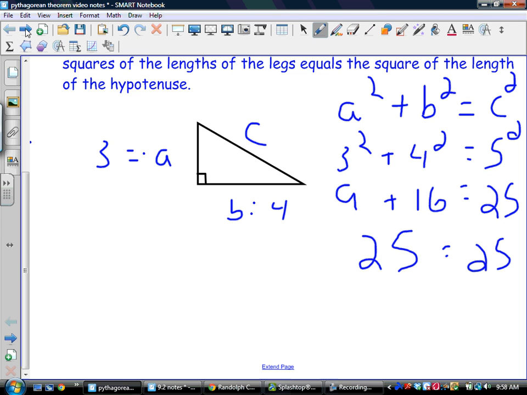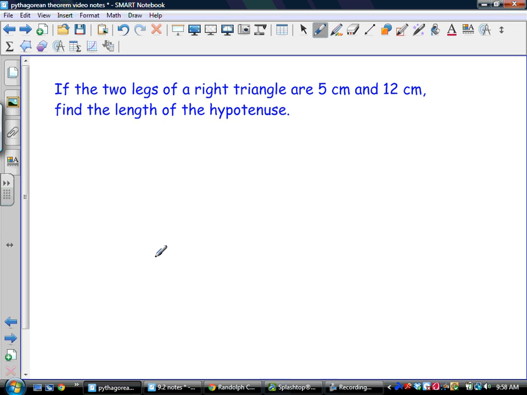And we can use the Pythagorean Theorem with right triangles. If we have two sides, we can find the third one, which comes in handy. So if you look at this problem, it says the two legs of a right triangle are 5 and 12. Find the length of the hypotenuse. The first thing we're going to do, anytime we have a problem with a formula, we always write down that formula first. So we're going to start by writing down a squared plus b squared equals c squared.